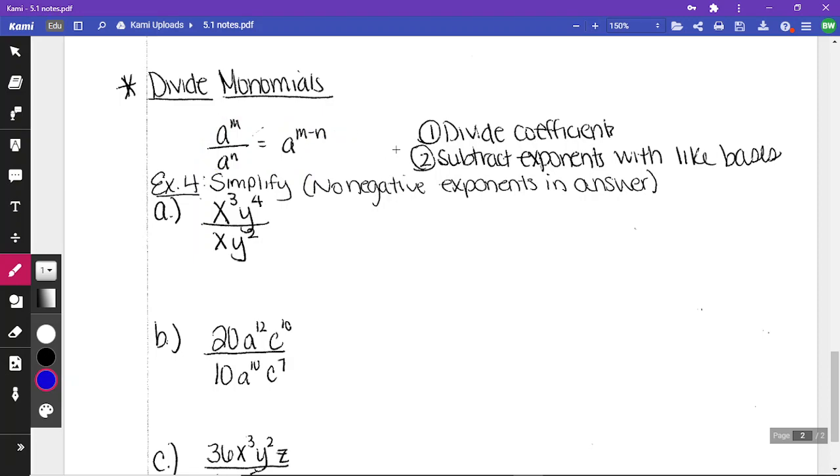So when we're simplifying these, we will have these steps that are listed here. We're going to divide coefficients, and then we'll subtract exponents with like bases, okay, which is what we did just right here. So, look at these examples.